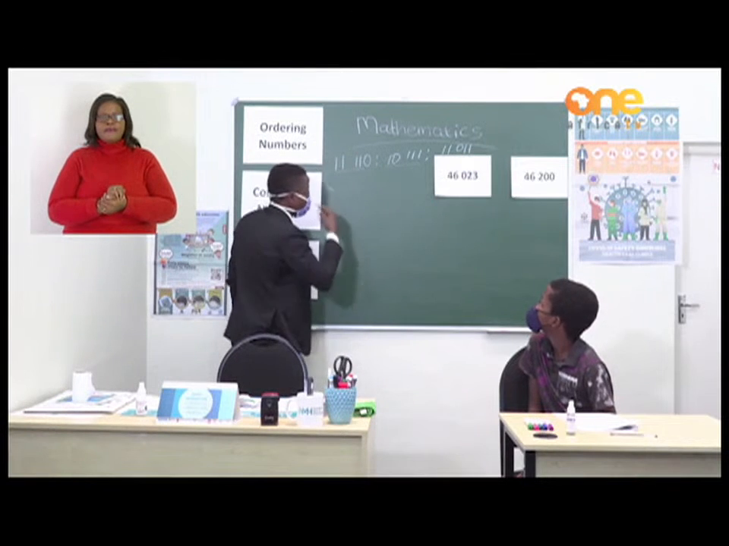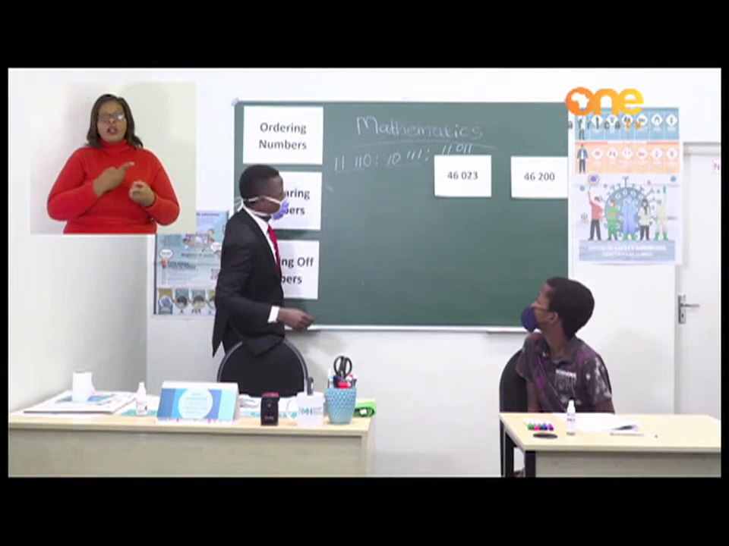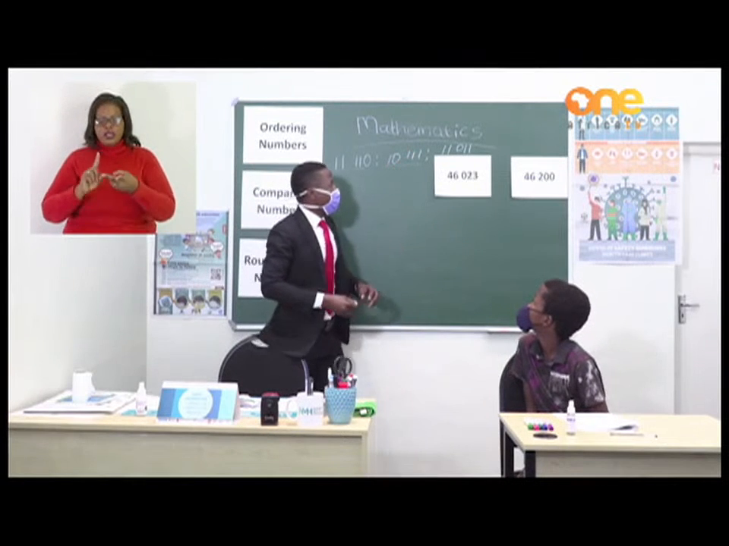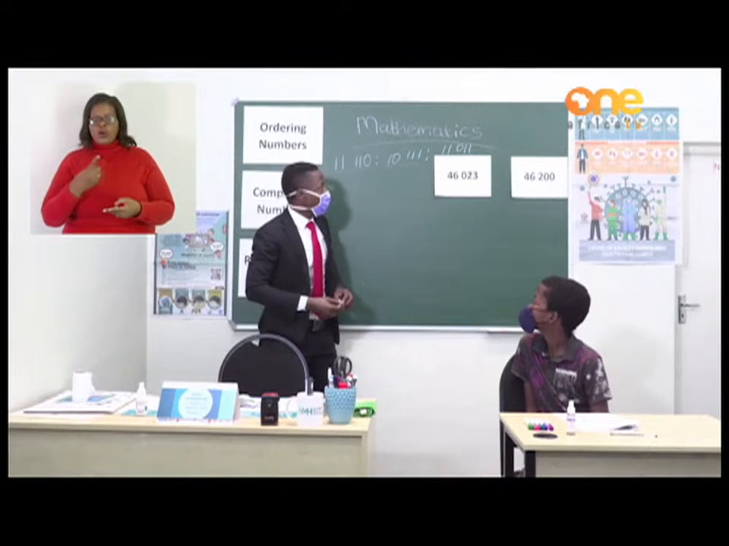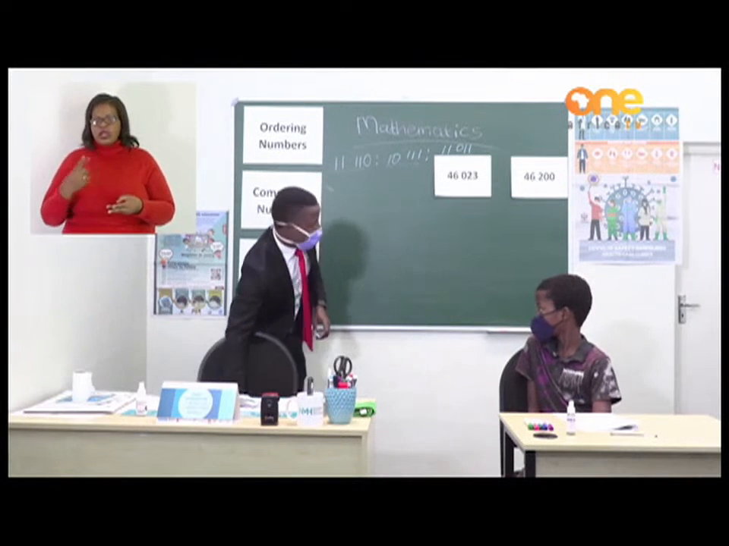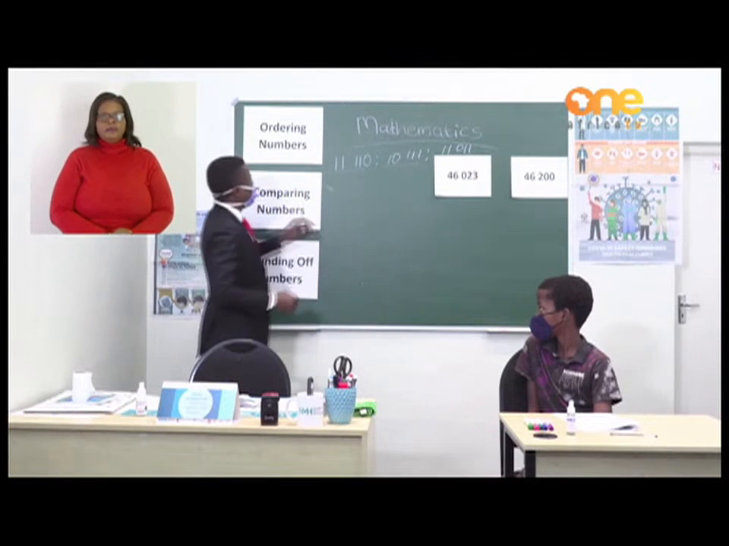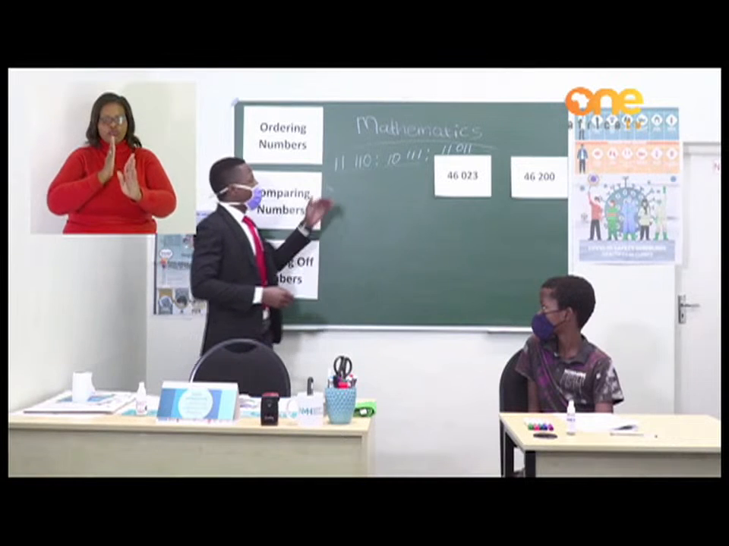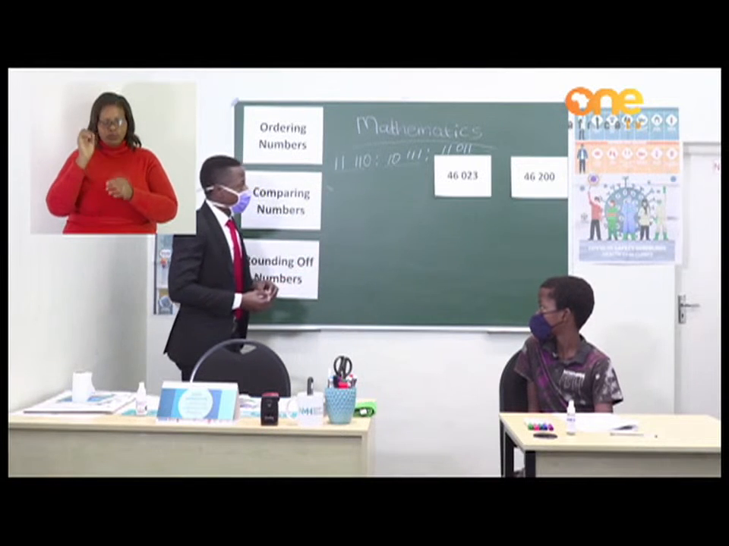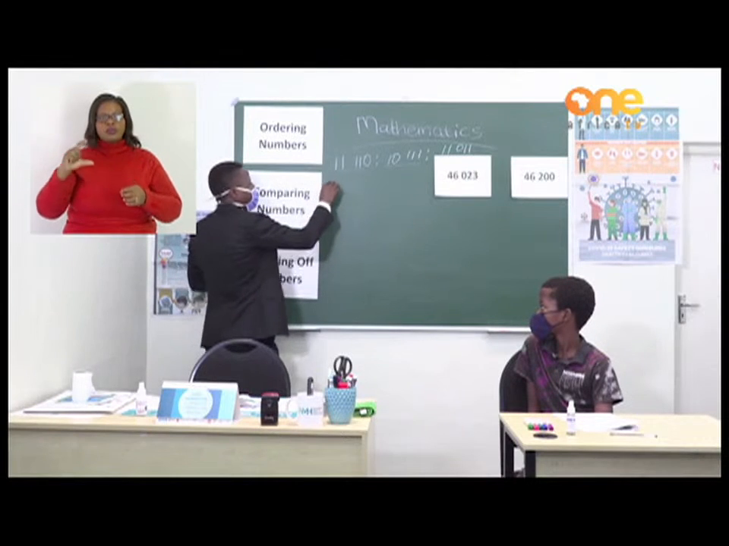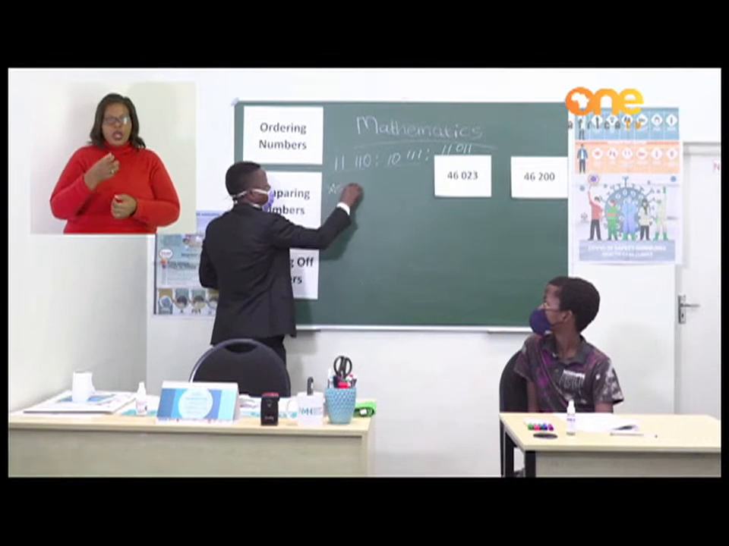So I'm having 3 numbers. The first one is 11,110. The second one will be 10,111. And the third one is 11,011. So to put these numbers in order, you need to know which number is the smallest and then which number is the largest. Let's say we are putting them in ascending order.